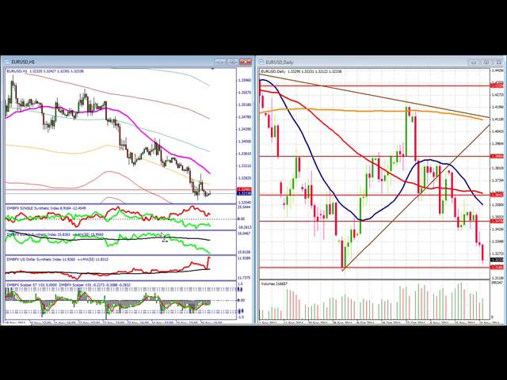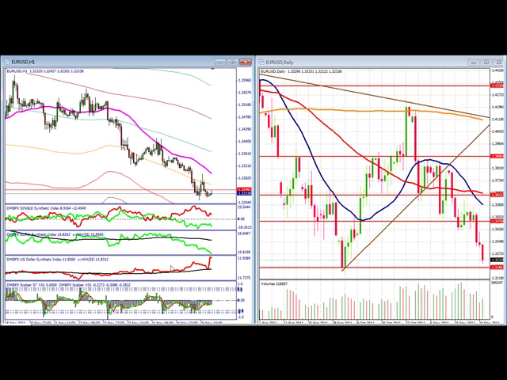You can see that the euro really started to head lower here towards the end of the day on Friday, while the dollar very slightly began to average up and then spiked up here at the close.